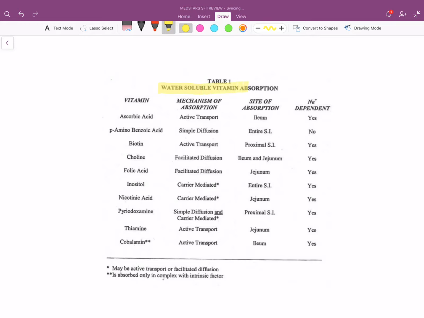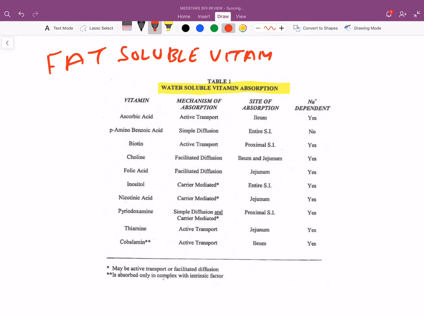These are water-soluble vitamins, right? We're talking about water-soluble vitamins. Can you guys tell me what the fat-soluble vitamins are? Whenever I think about fat-soluble vitamins, the way I memorize them is DEAK. Your fat-soluble vitamins are vitamin D, vitamin E, vitamin A, and vitamin K, which means that your water-soluble vitamins include vitamin B and vitamin C.